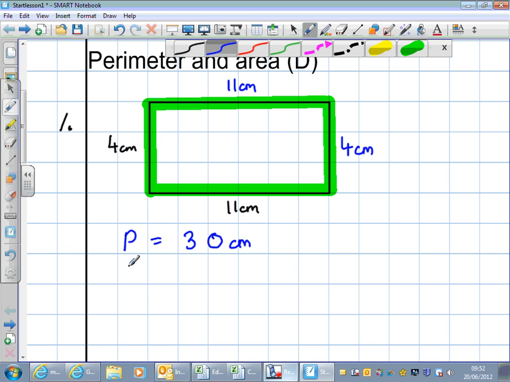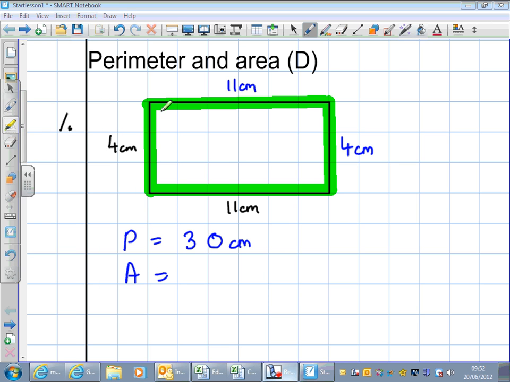Now the area. The area is the amount of space in the shape. Now, I like to be cross-curricular, so I'm going to introduce you to probably the only thing there is to know about art, is that when you colour in, you mustn't go over the lines. Right? That gets you a grade B.